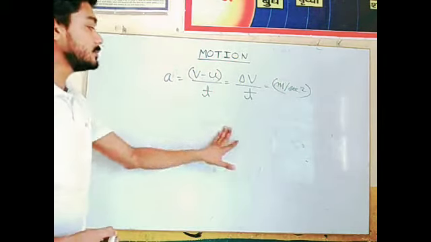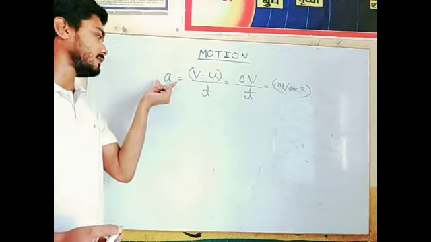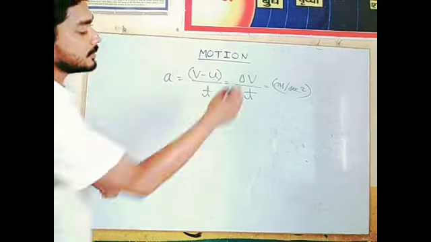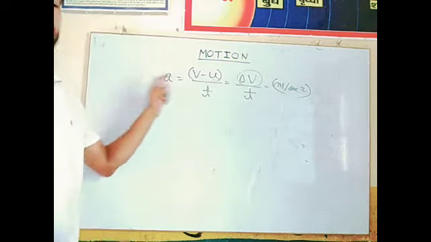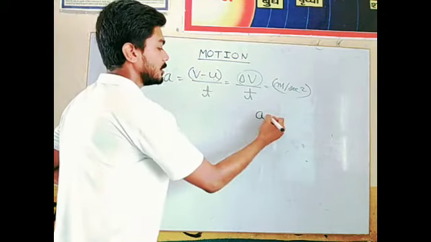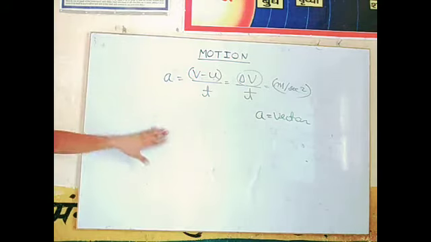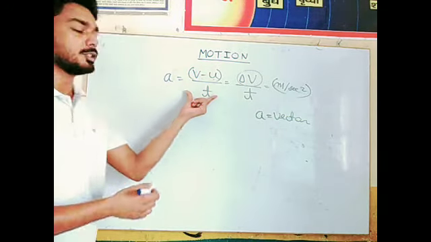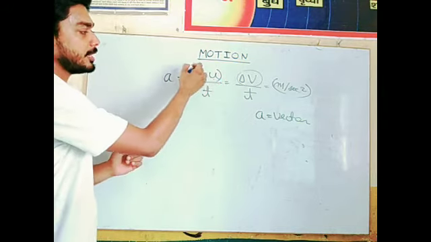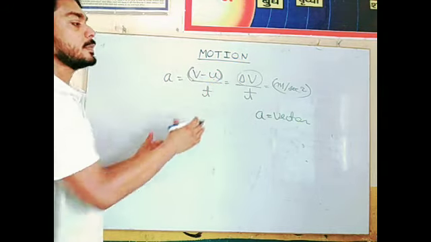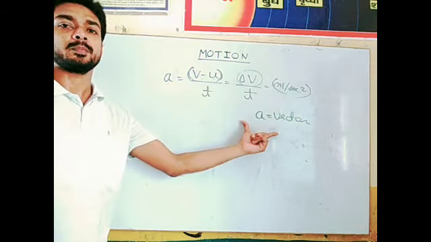Now the question comes: is acceleration a vector or a scalar? Since velocity is a vector quantity, acceleration will also be a vector. What we have studied is that acceleration means change in velocity upon time, and the unit is meter per second square. It is a vector quantity.